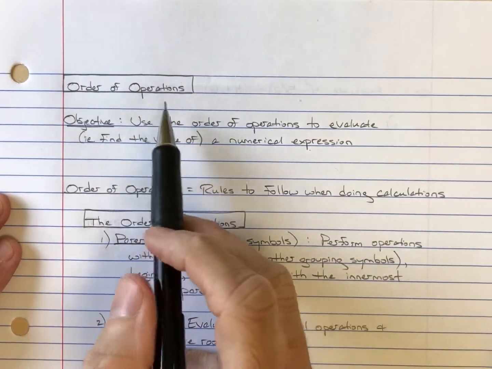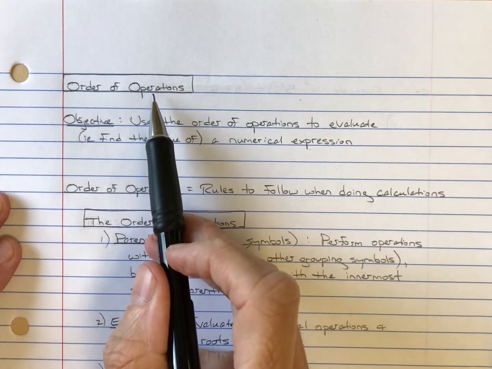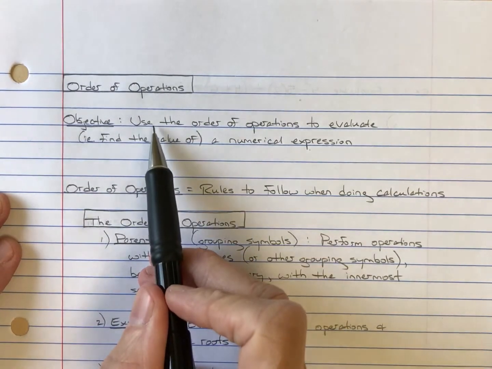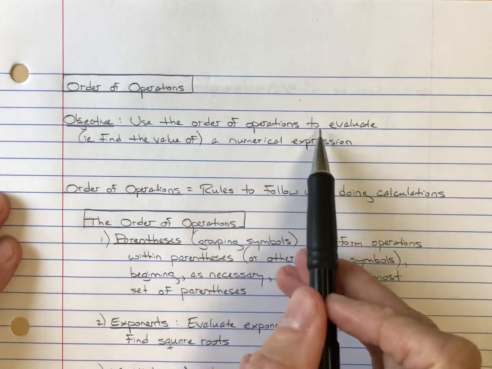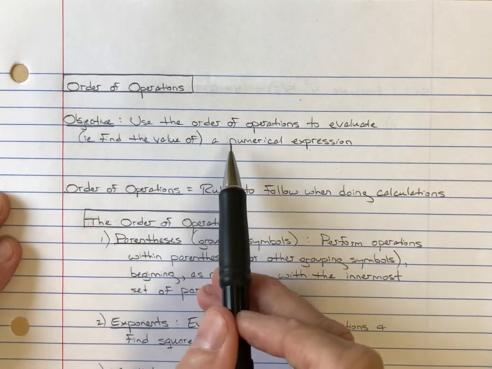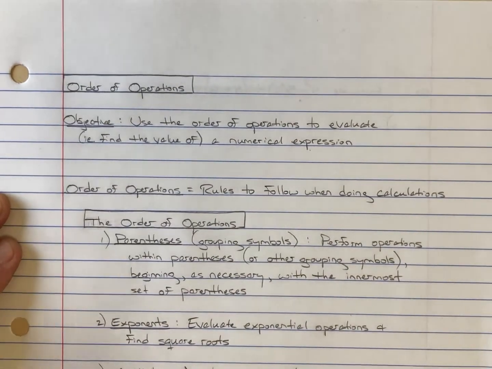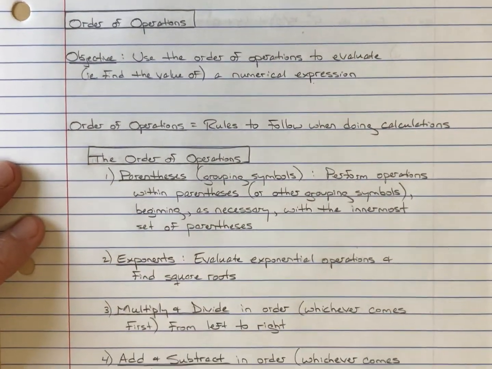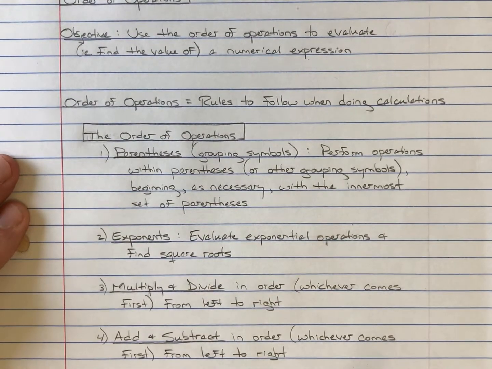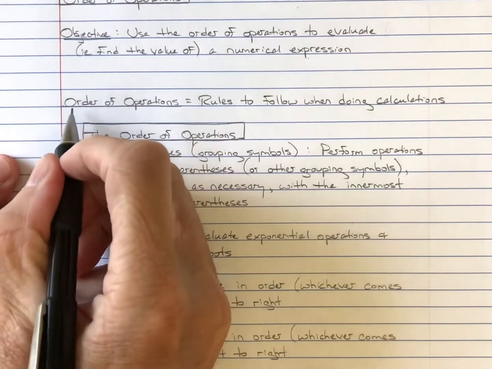In this video, we're going to talk about the order of operations. Specifically, our objective is to use the order of operations to evaluate, which means to find the value of, a numerical expression. Okay, so first things first, what is the order of operations?